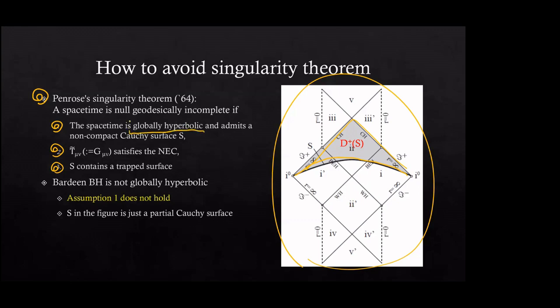So this S is not a Cauchy surface, but just a partial Cauchy surface. So this is why the singularity theorem can be avoided, and non-singular black holes can be realized even under the dominant energy condition.